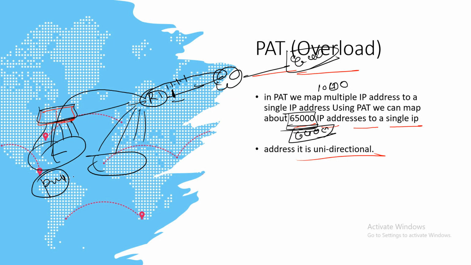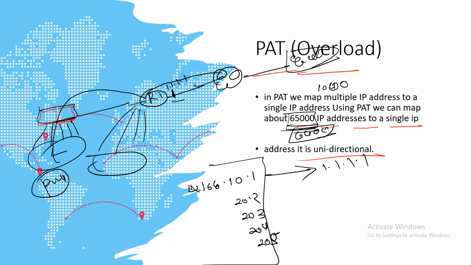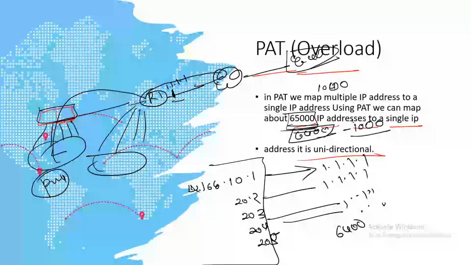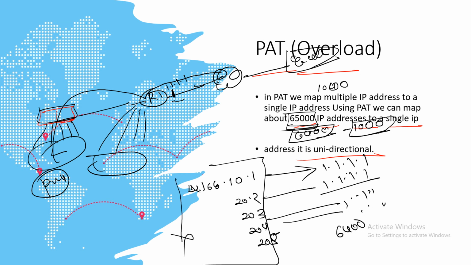Let's suppose there is one user. Okay, one user IP is 192.168.10.1, and I'm using one public IP, 1.1.1.1. Another user is 20.1, 20.3, 20.4, 20.5. Like this I have a private range. These are my private area, and the public address for all will be 1.1.1.1, still 64,000, because the well-known ports are subtracted. Around 1,024 there are, but I'm just subtracting 1,000 ports. So we have 64,000 private addresses that can communicate by using the single IP address.